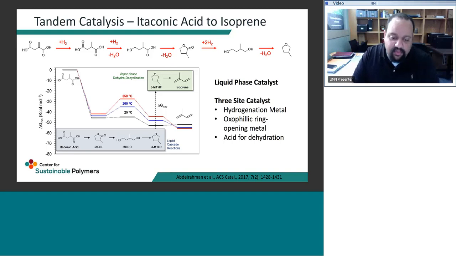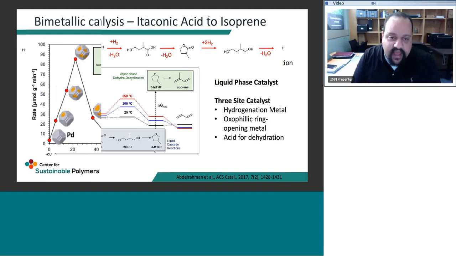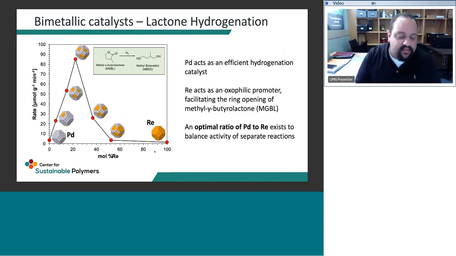Zooming in on one of these steps to give an example of this rational catalyst design approach are these bimetallic catalysts that you can form. Again, we don't only have to form one catalyst, as Paul was talking about earlier with the Sabatier principle. You can try to form bimetallics to get in between the different points you have on that curve. Here was a specific step that was a kinetic bottleneck in the itaconic acid to isoprene technology: turning this lactone, methyl gamma butyrolactone, into methyl butane diol. So you have to open up the ring and add in some hydrogen to get to your diol product.